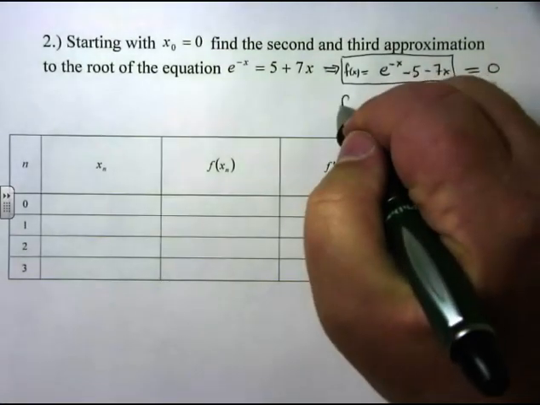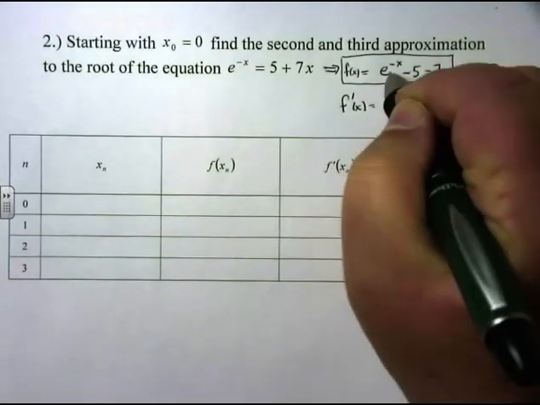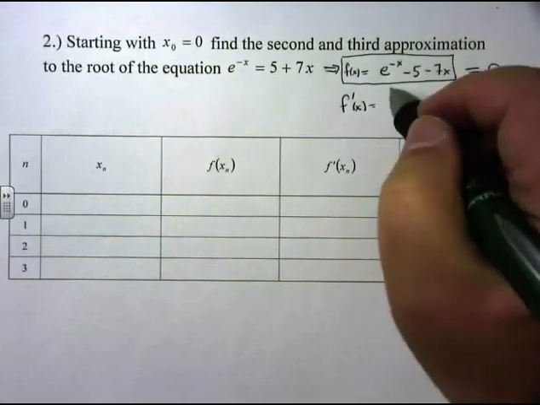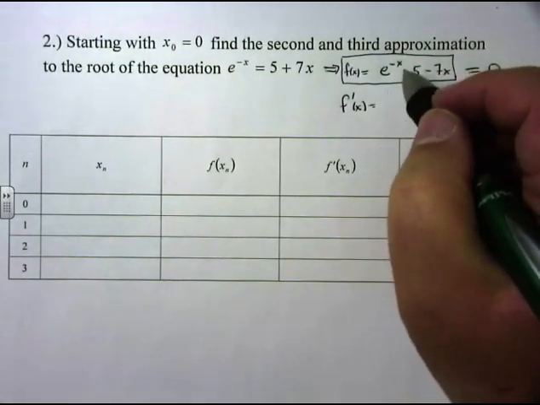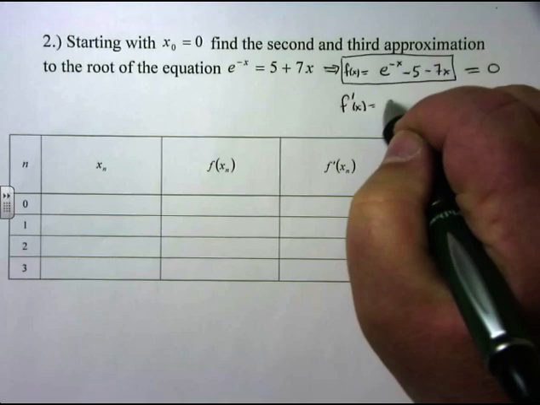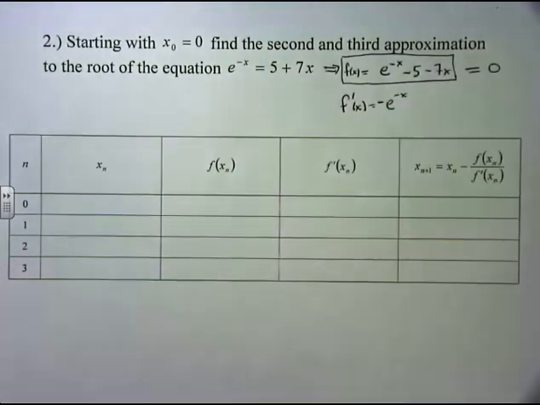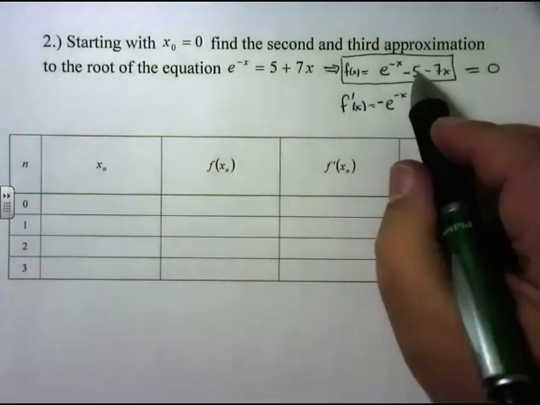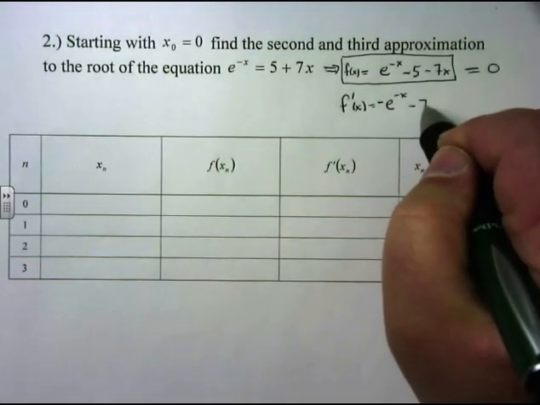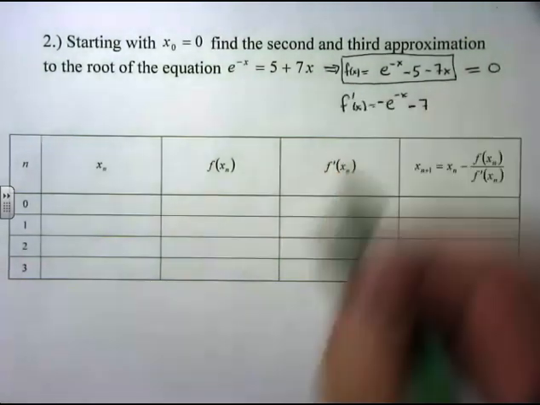And now I need its derivative, so apply calculus here. Derivative of e to the negative x is e to a function. Derivative of e to a function is e to a function times the derivative of the exponent. So the derivative of e to the negative x is e to the negative x times negative 1, and I'll put the big negative out in front. Derivative of minus 5 is 0. Derivative of minus 7x is just minus 7. So there's my derivative.